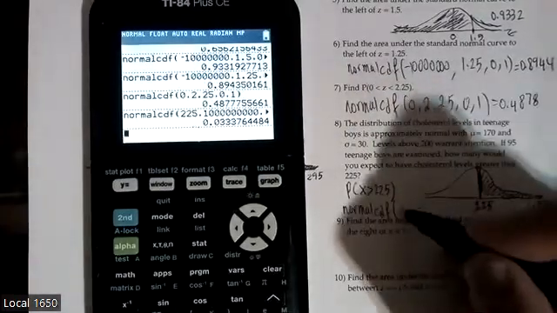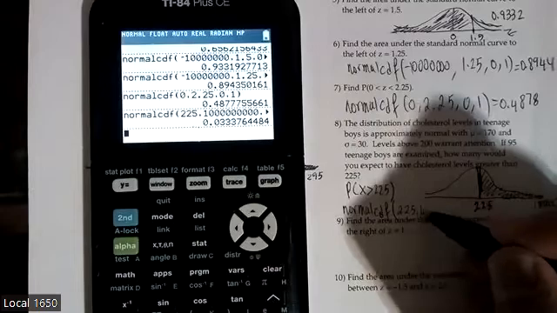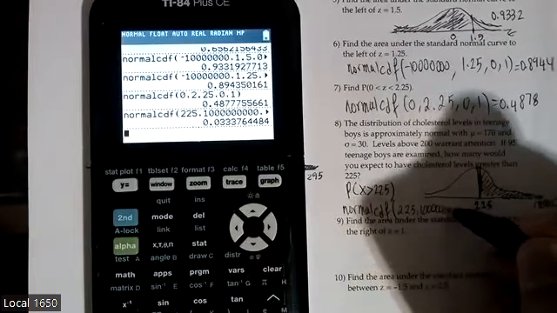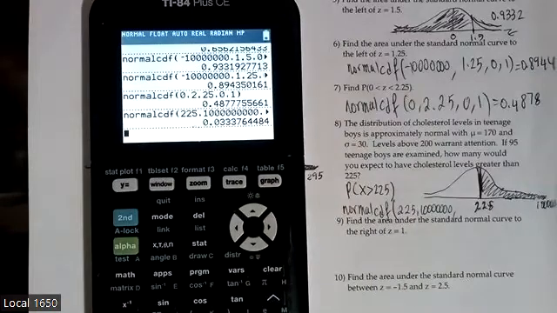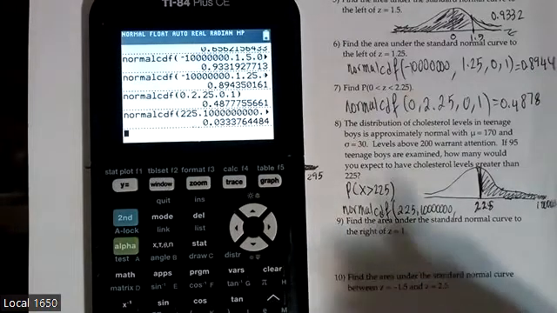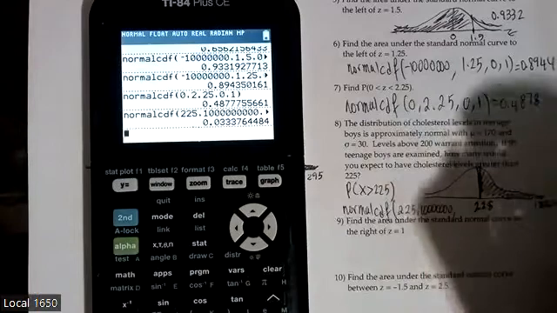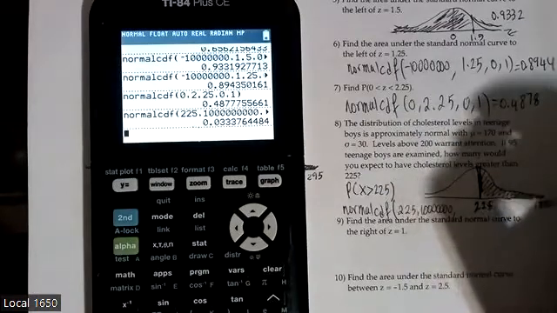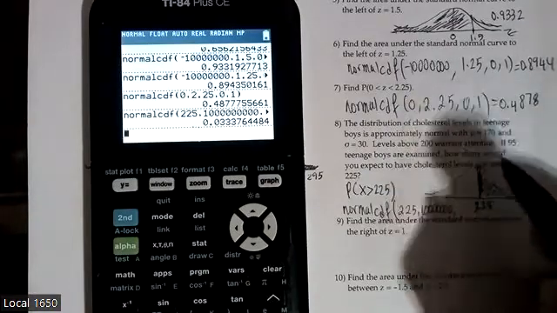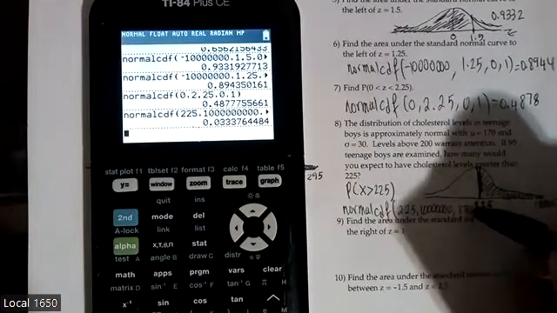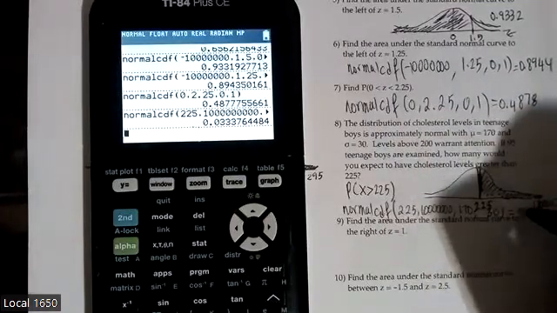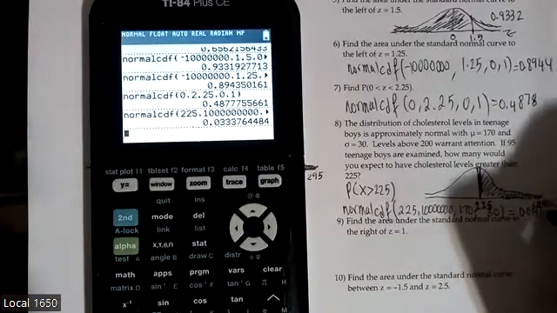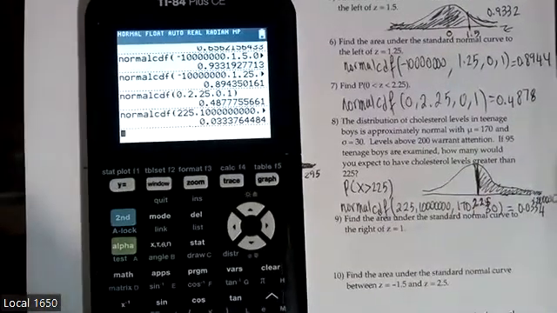So it's normal CDF 225, 1 million. And guys, 1 million is not like a fixed number. If a student wants to use billion, you can put a billion. Put a large number. That's what I tell my students. And then what's the mean? 170. And then the standard deviation is 30. And the answer was 0.0334. That was the answer.